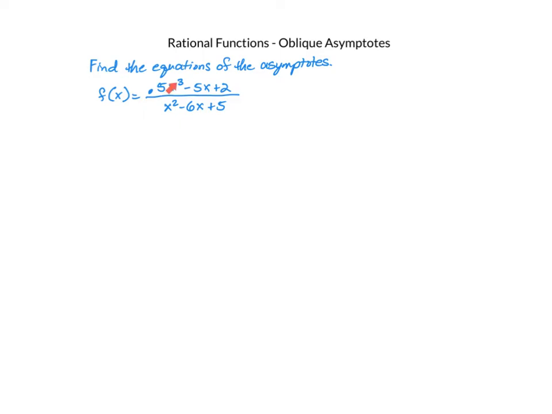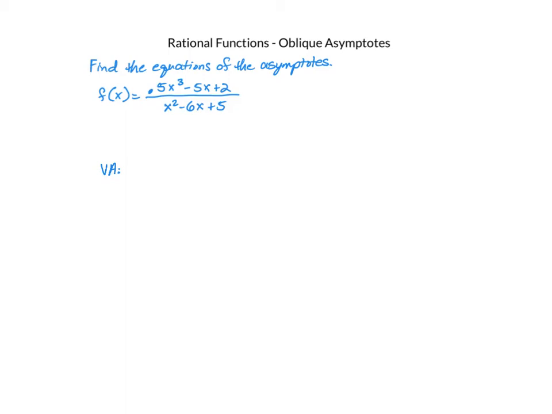Notice the degree of the numerator is 1 greater than the degree of the denominator. So when we get there, we will be looking for an oblique asymptote. But let's start with the other asymptotes: the vertical, horizontal, oblique. Let's roll through them. We'll start with our vertical asymptotes. Do you remember where to find those?